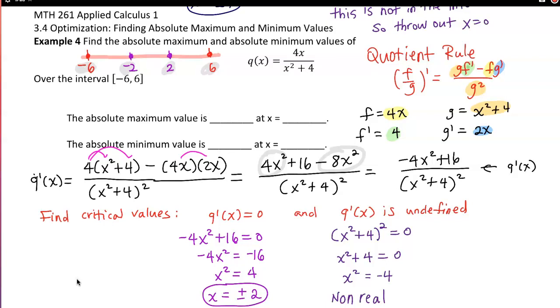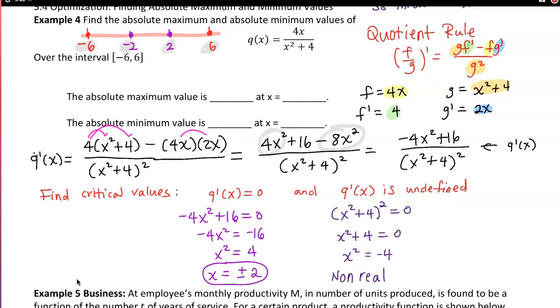Because whichever one gives us the biggest number is going to be considered the absolute maximum, and the smallest one will be called the absolute minimum.